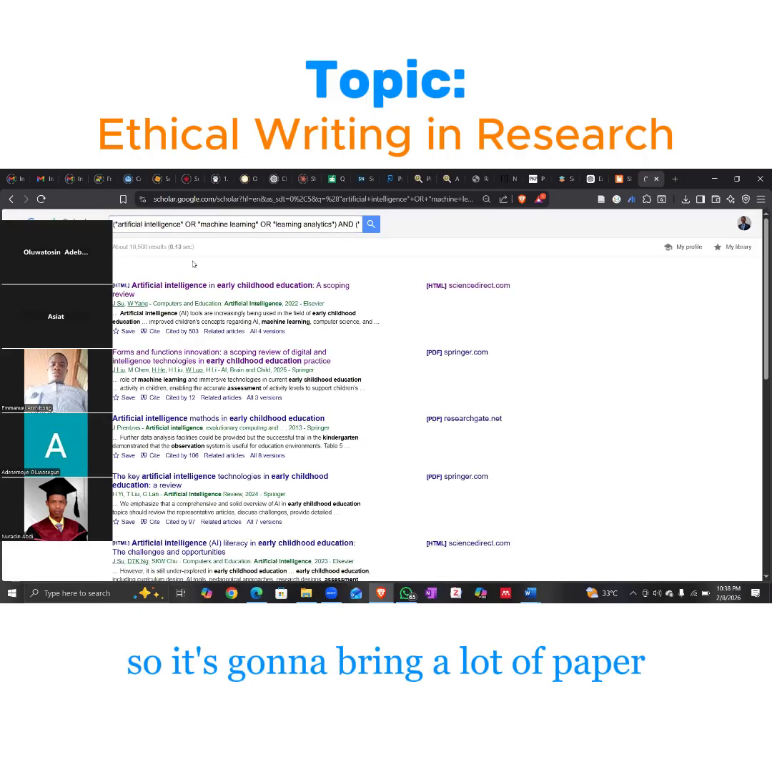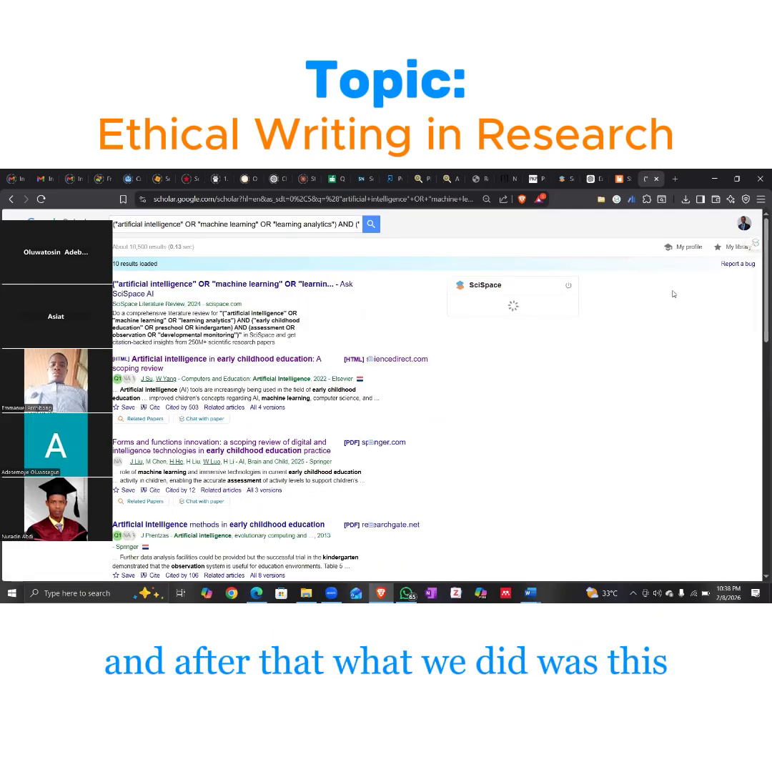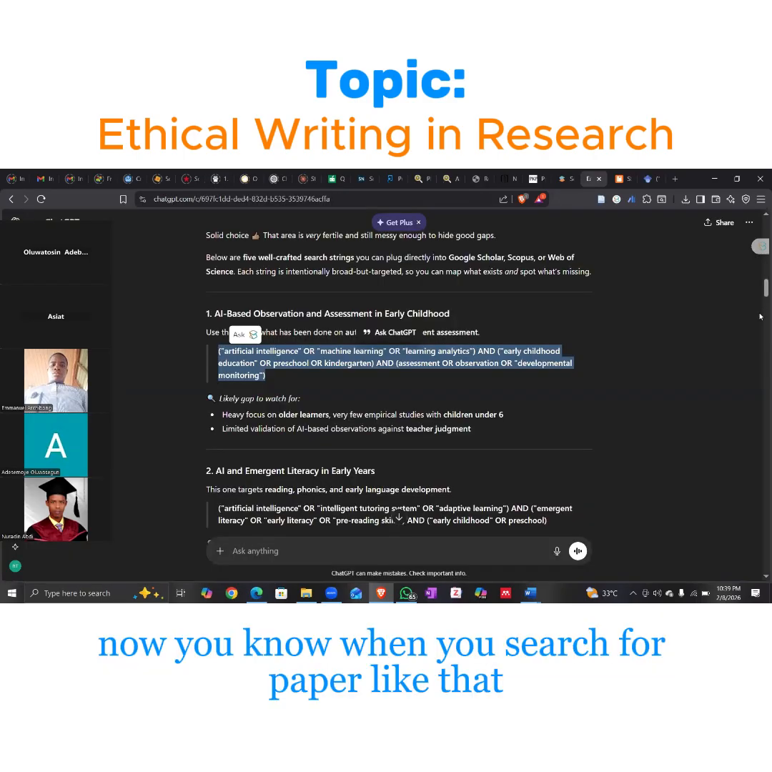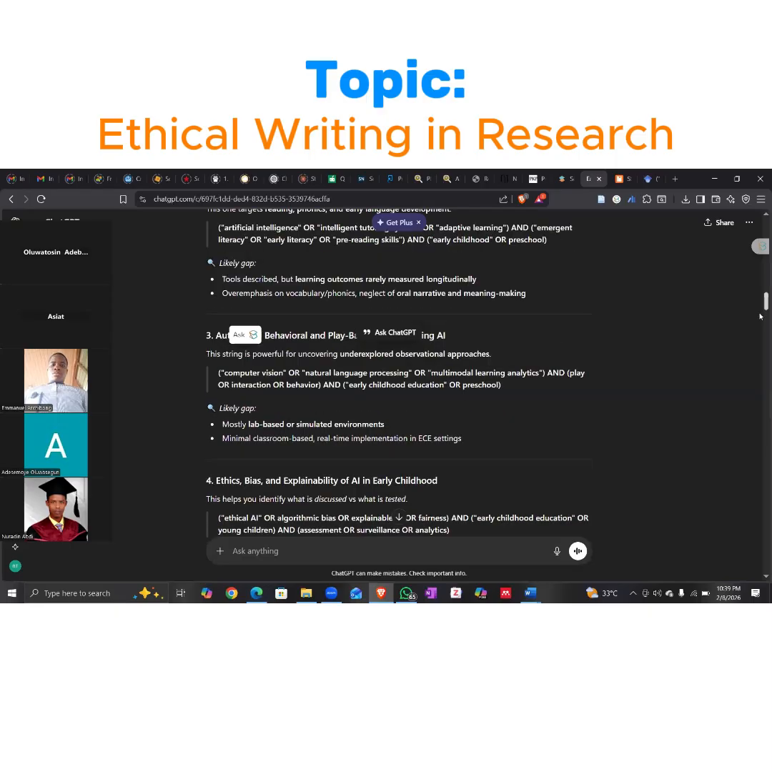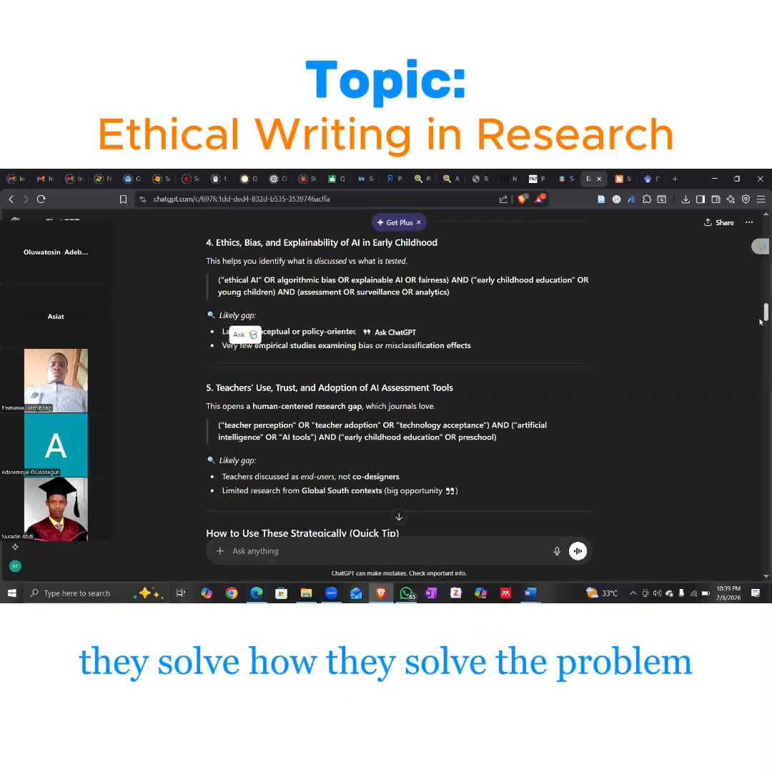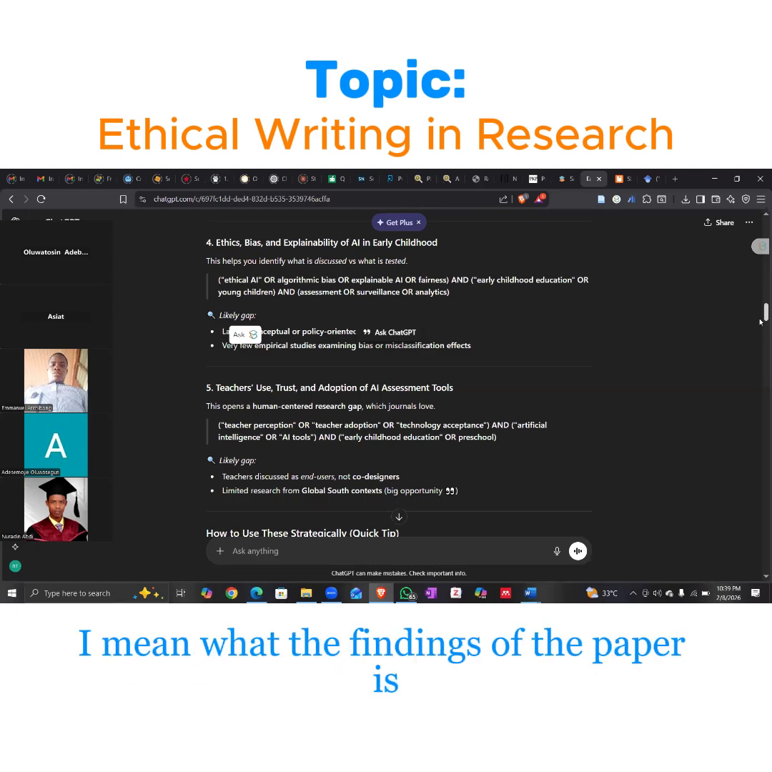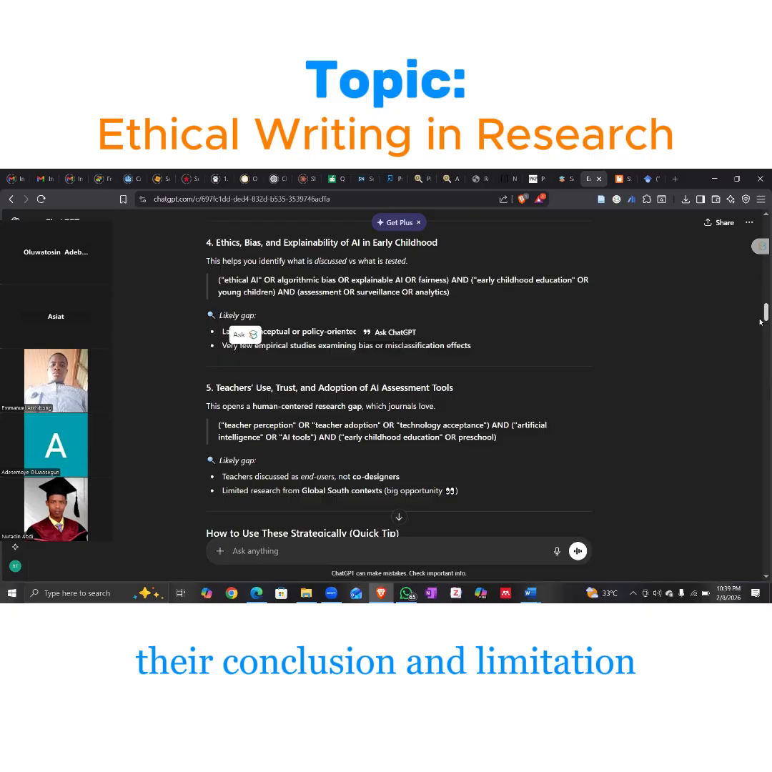So it's going to bring a lot of paper, and I think this is one of the papers we picked. We picked this one as well. And after that, what we did was this. Now, when you search for papers like that, what you want to find out in the paper is the problem they solve, how they solve the problem, what the findings of the paper are, their conclusion and limitation, or probably future research direction.